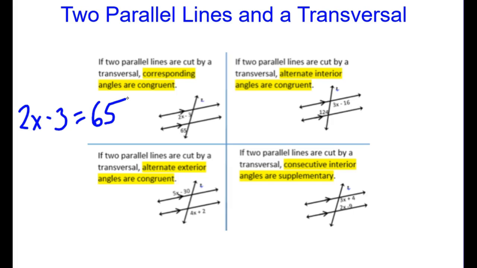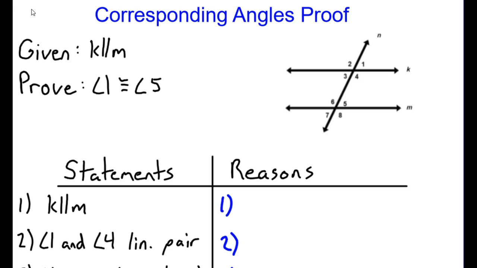Okay, so special pieces of information: corresponding angles, alternate interior, alternate exterior. If those two lines are parallel and cut by a transversal, all of those angles will be congruent. Consecutive interior angles will be supplementary. Now we're going to complete the second proof. This is going to be a proof showing why corresponding angles are always congruent.